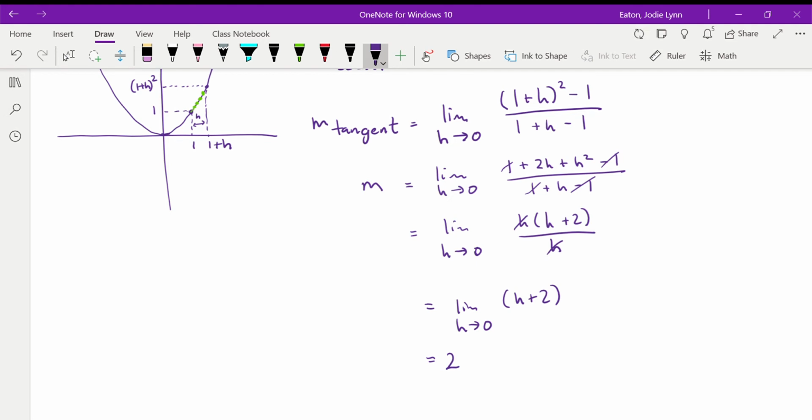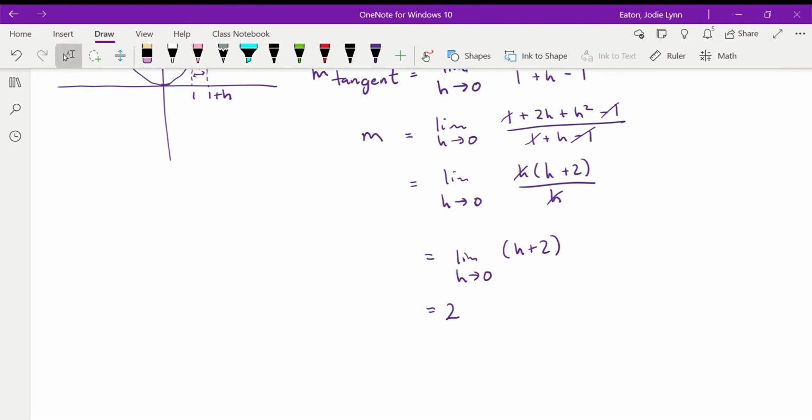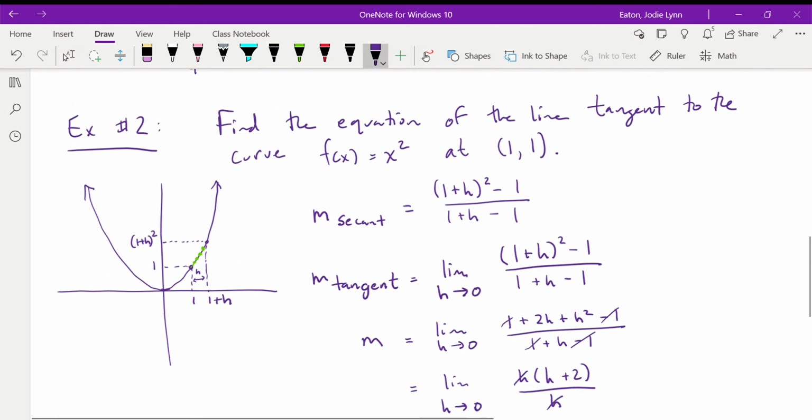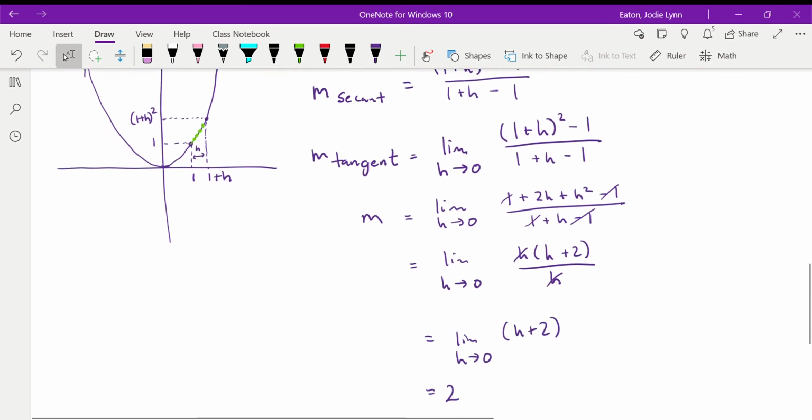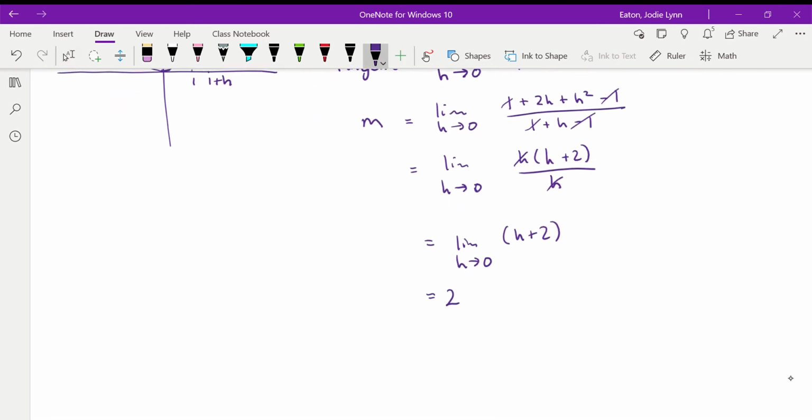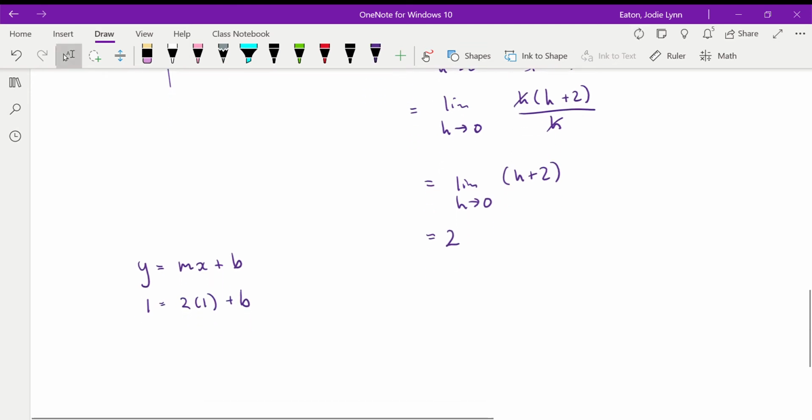So what this is saying is the slope of the line tangent to the curve f of x equals x squared at (1, 1) is equal to 2. So now, if I want to find the equation of the tangent line, I just have to use the fact that it goes through the point (1, 1). So y equals mx plus b. I can plug in 1 for y and 1 for x, and 2 for m. So 1 equals 2 times 1 plus b. And so b equals -1.